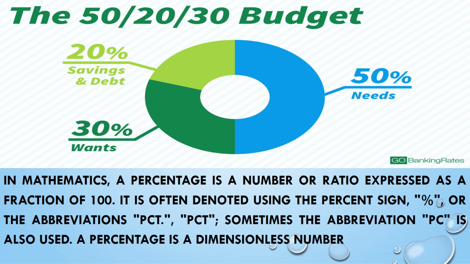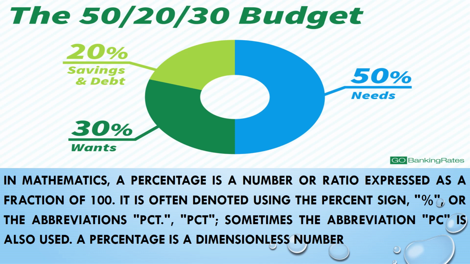Whenever we hear the word percentage, it is all about a 360-degree circle or a 360-degree graph, where the whole savings, the whole debt, the whole needs and wants, everything is related to the percentage itself. In mathematics, a percentage is a number or a ratio expressed as a fraction of 100. So 50% is written as 50 by 100. The fraction will always have 100 as the denominator.